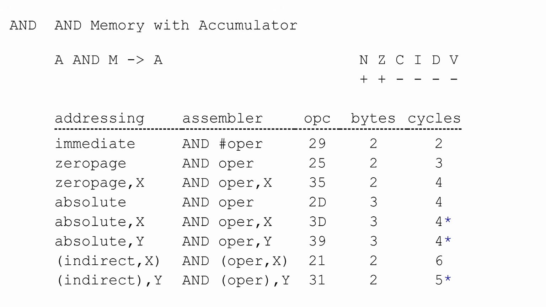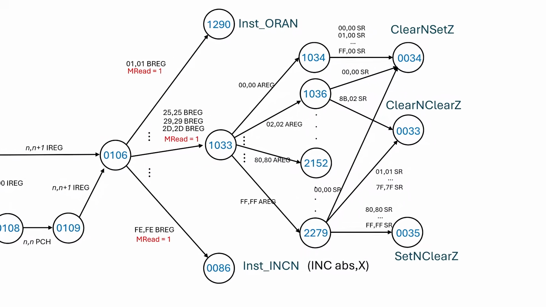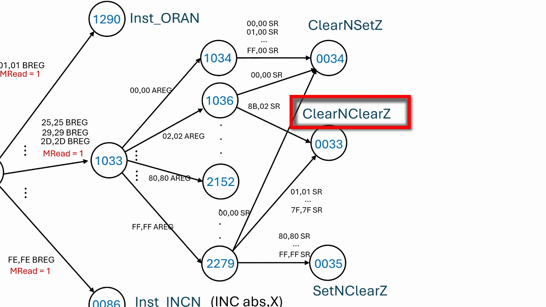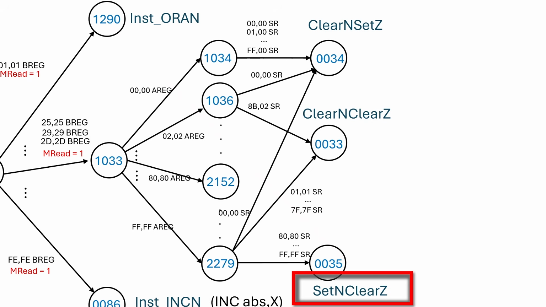Now, here's where things get interesting. From the 6502 instruction definition, we know that only the negative and 0 flags are affected by AND. Depending on the result, we can branch to one of 3 possible states. Clear negative, set 0 if the result's 0. Clear negative, clear 0 if the result's between 1 and 127. And set negative and clear 0 if the top bit's set, so values 128 to 255. In our case, the result's 2, so we go to clear negative and clear 0, which is state 33.